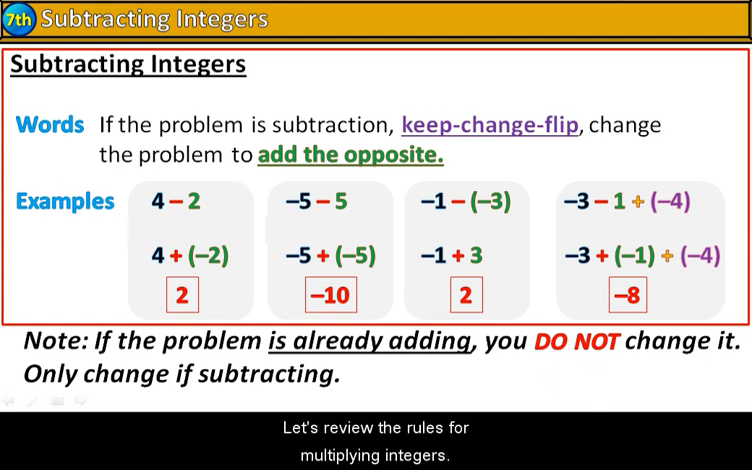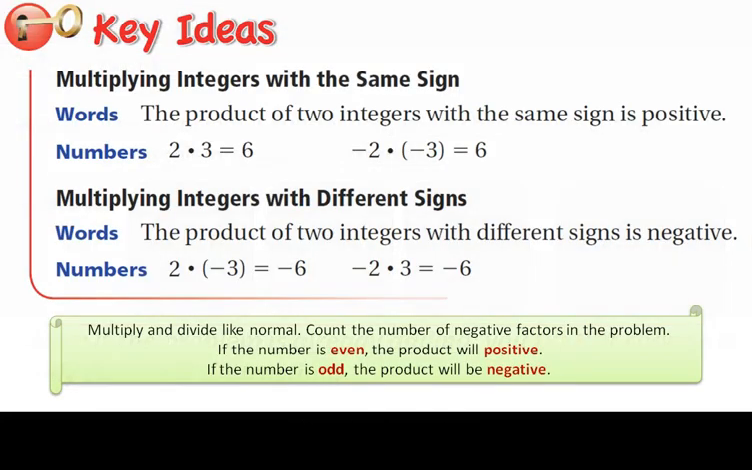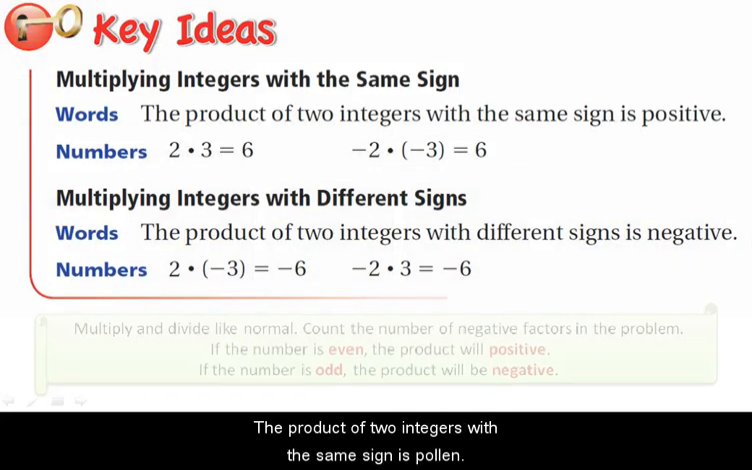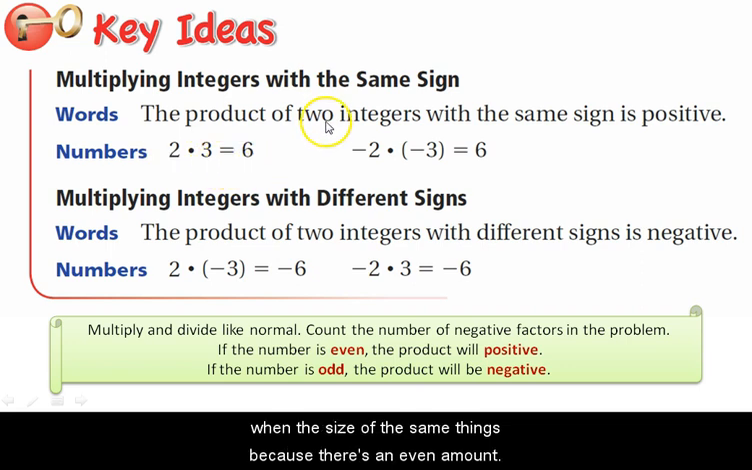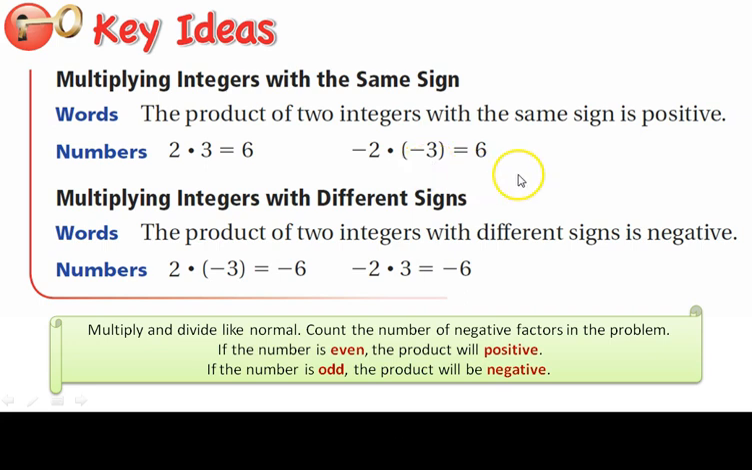Now let's review the rules for multiplying integers. The product of 2 integers with the same sign is positive. 2 positives multiply to get 6, and 2 negatives, these integers, multiply also to get +6. Now the reason we have this example using 2 numbers when the signs are the same is because there's an even amount of negative integers. In the first case, there are 0 negatives. That means it's going to be positive. In the second case, there are 2 negatives. That is an even amount, which will result in a positive integer.